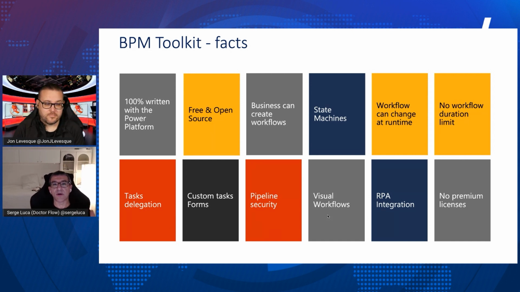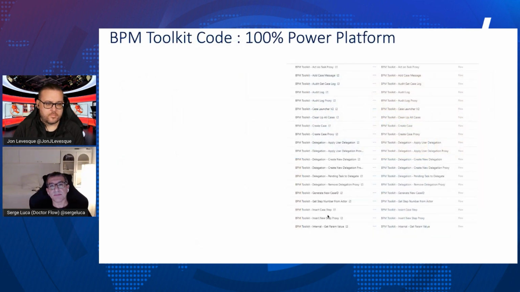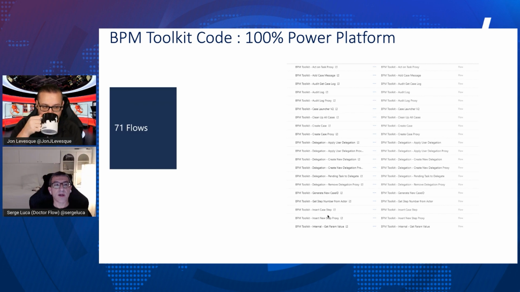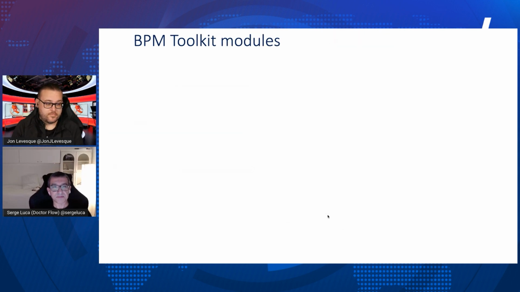So it's kind of a layer on top of the Power Platform, right? A layer on top of Power Automate. And actually, it's 100% written with the Power Platform. So you have the source code. You can change it if you want. I provide 71 flows and 4 Power Apps canvas applications. You said 61. Your slide said 71. It's 71. Sorry. Okay. 71.